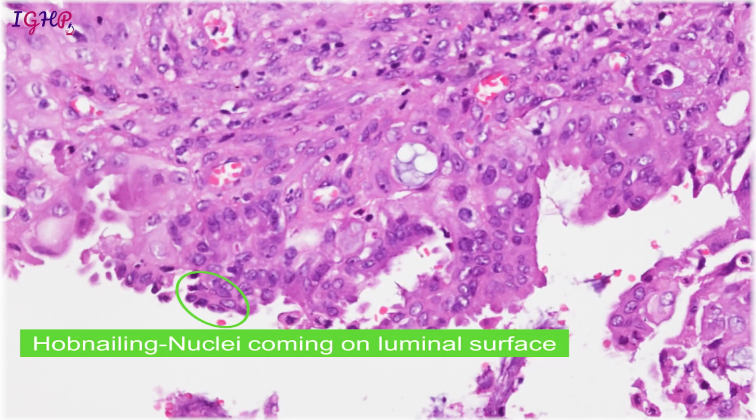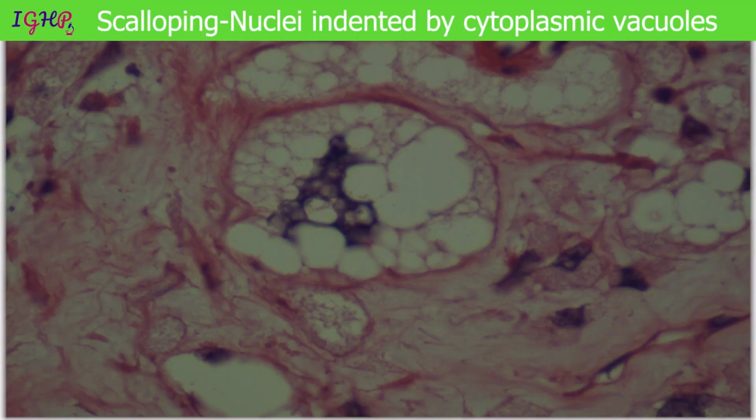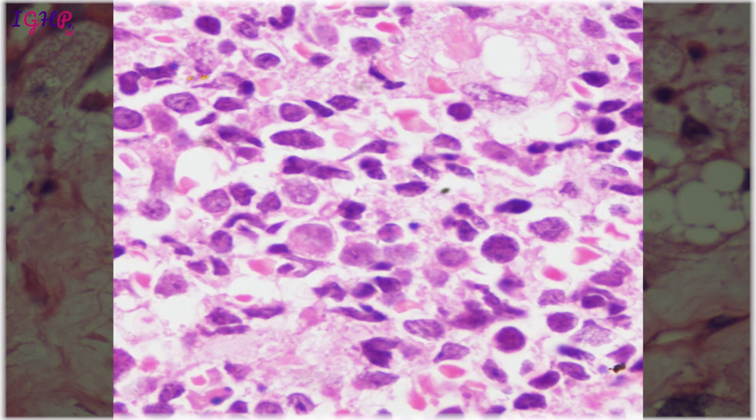Now, at times the nuclei can come to the surface. So instead of being located at the basal part of the epithelium, they are seen on the surface of the epithelium, and this is called loss of polarity. Then sometimes the nuclei could be scalloped by findings within the cytoplasm, like the vacuolation of the cytoplasm here, which is indenting onto the nucleus. So you have a varied shape, and it is called scalloped nuclei.